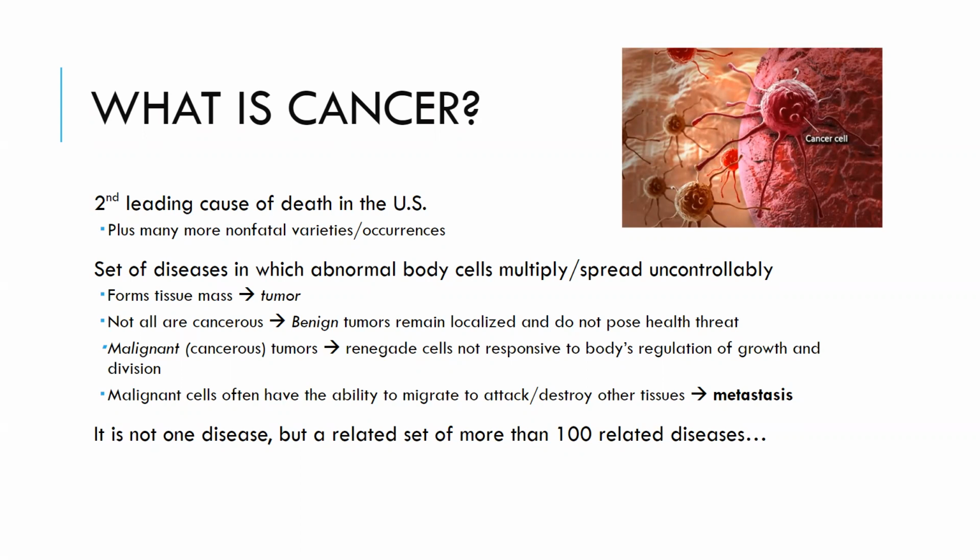Malignant cells also have the ability to migrate to attack and destroy other tissues, and we will use the term metastasis to refer to this. So when a cancer is metastasized, that basically means that it has spread from its origin point elsewhere. So a cancer may metastasize from the breast, for instance, to the brain, potentially.